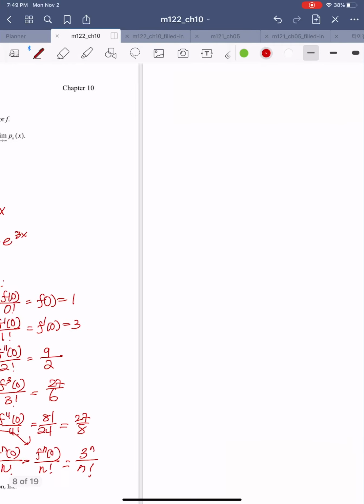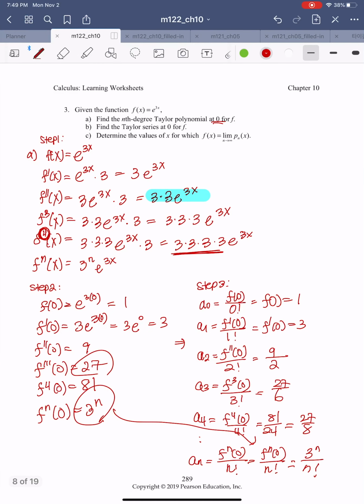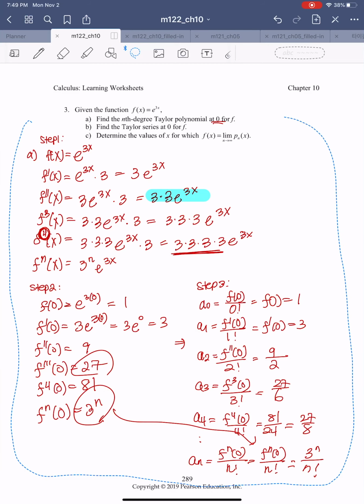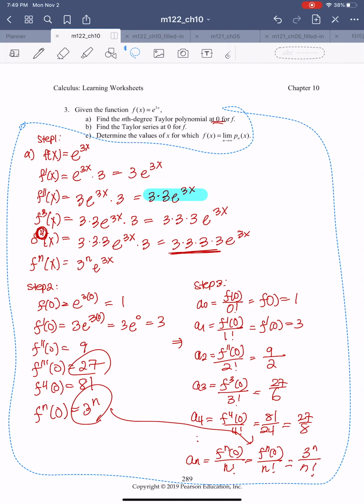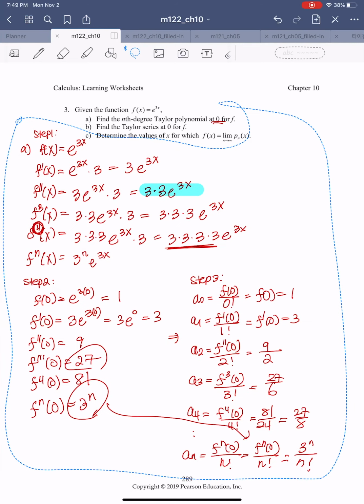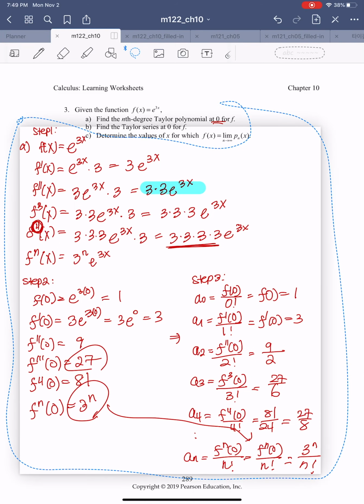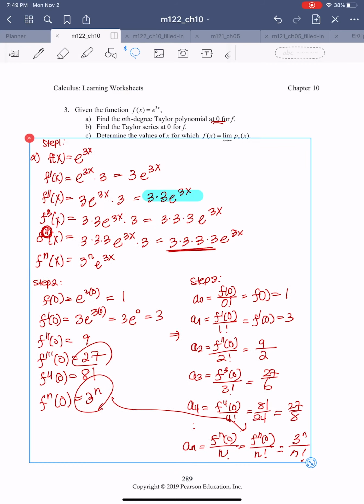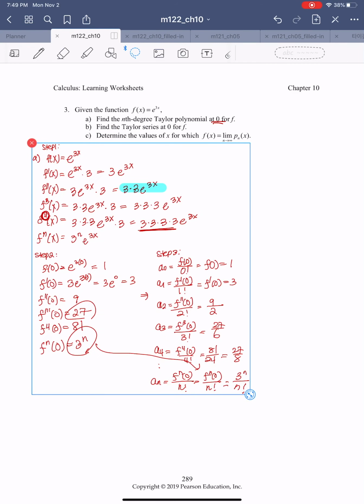So that's part A, right? Almost done. So let me finish it on a single page. I'm going to resize it, make it small so I can fit it in.